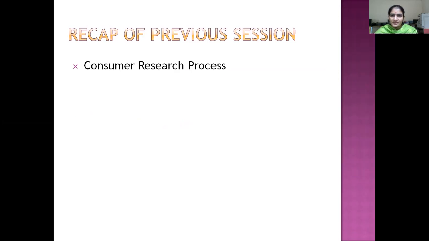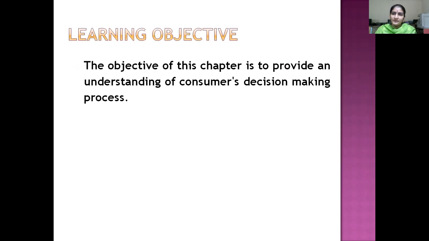In the previous class we have seen the different types of research which take place for analyzing consumers' decision making patterns, and how the consumer research process takes place. We have seen the different steps and stages in the consumer research process in detail. Now in today's session we will be having a class activity. The objective of this chapter is to provide an understanding of the consumers' decision making process. I hope you have understood all the sessions of this chapter, so the objective should be fulfilled.